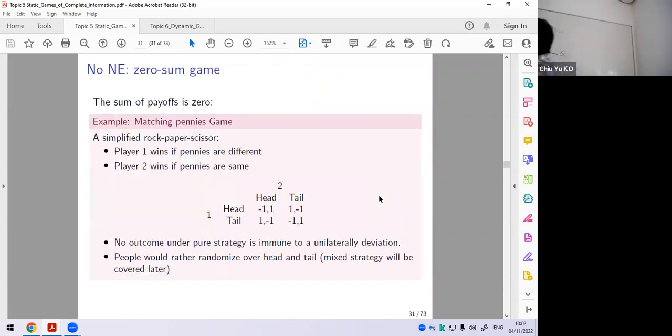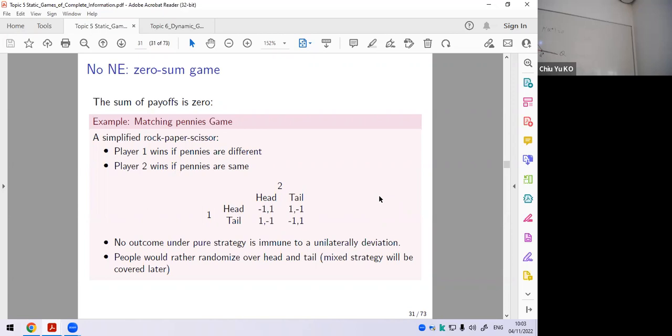So I just put this slide earlier because I want to emphasize it's easy to have no Nash equilibrium. And here I introduce a term we call zero-sum game. Zero-sum game means the sum of the payoffs is zero, which means that my gain is your loss, my loss is your gain. So there's nothing new. I just moved it from the back, because you can see this is what we call the simplified rock paper scissors.